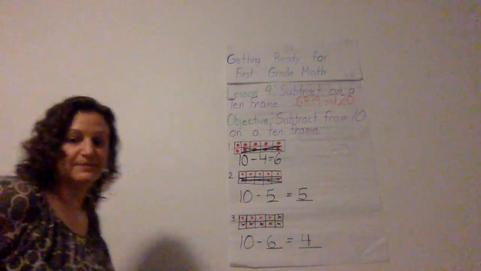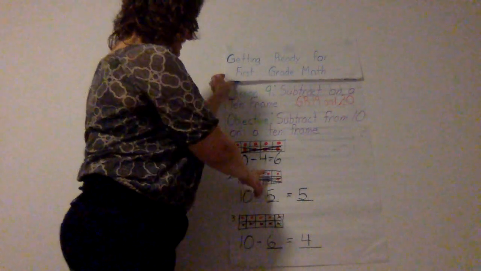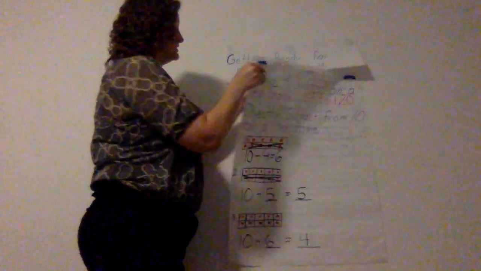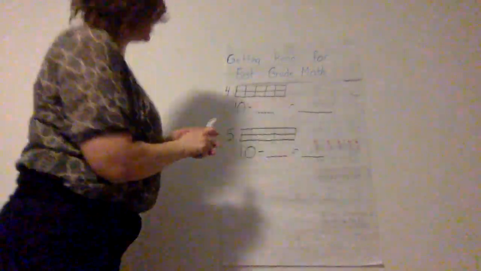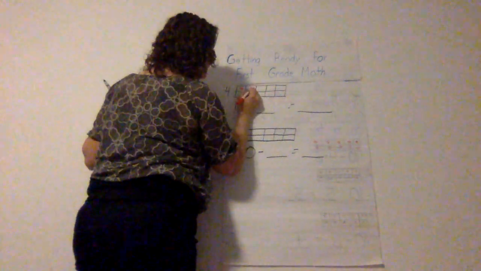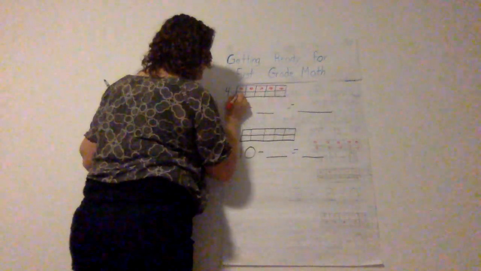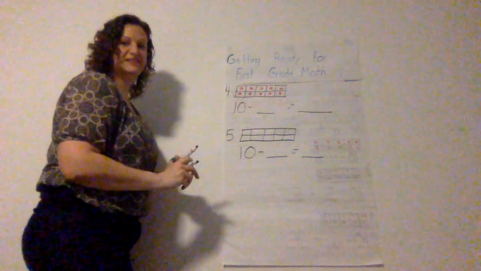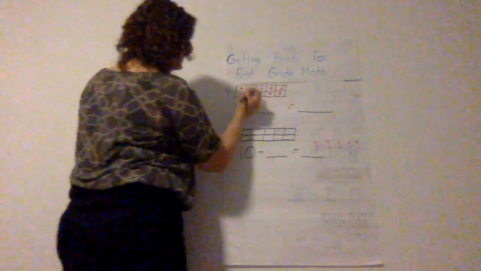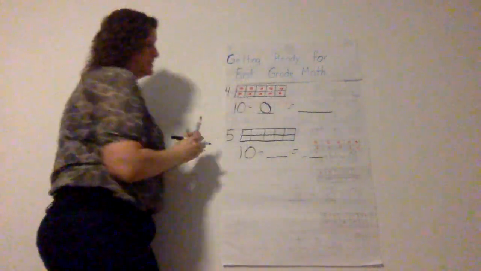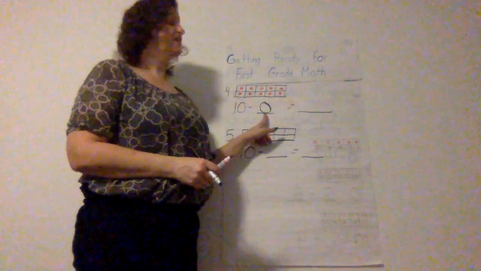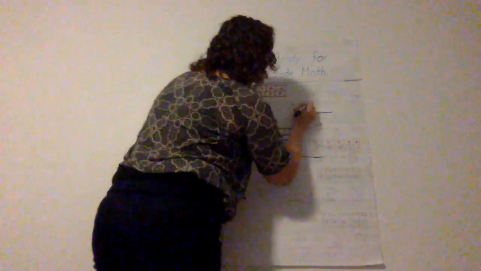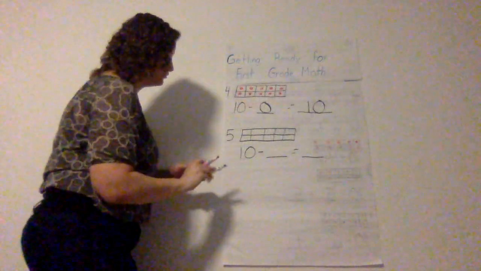I have a few more examples on my back. So again, I've taken away 4 and 5 and 6. So this time, I have to take away different numbers. So I'm going to draw my 10. And this time, I think I'm going to take away 0. So I'm going to write 0. If I have 0 here, 10 take away 0, I'm not going to cross any off, and I'm left with 10.